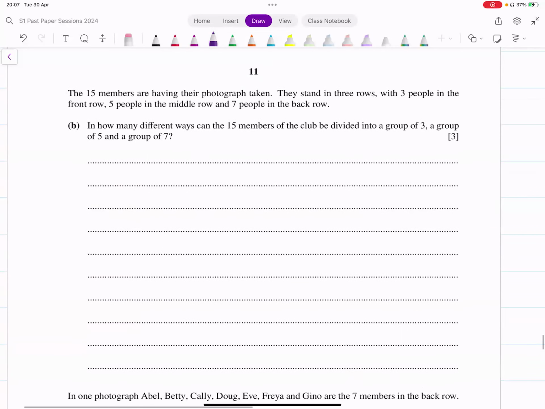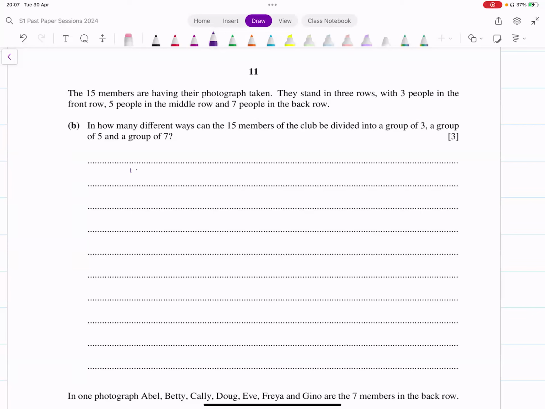Now it says the 15 members are having their photograph taken. They stand in 3 rows with 3 people in the front row, 5 people in the middle row, and 7 people in the back row. Okay, so we have 3 people and then 5 people and then 7 people. In how many different ways can the 15 members of the club be divided into a group of 3, a group of 5, and a group of 7? Okay, so out of 15 people, we need to make 3 groups, okay?